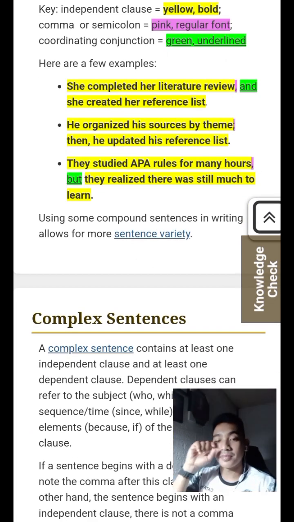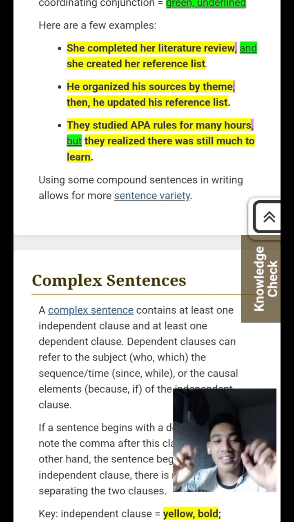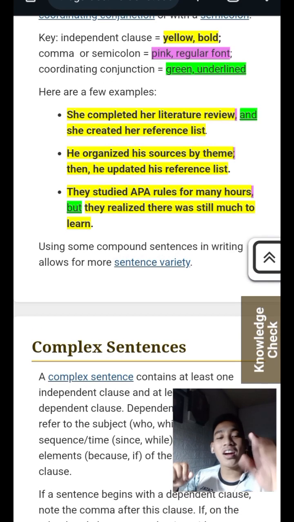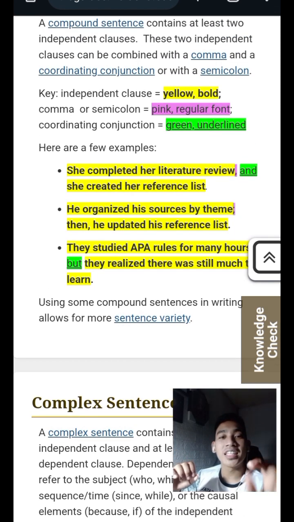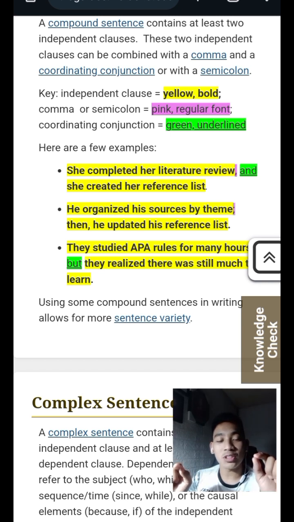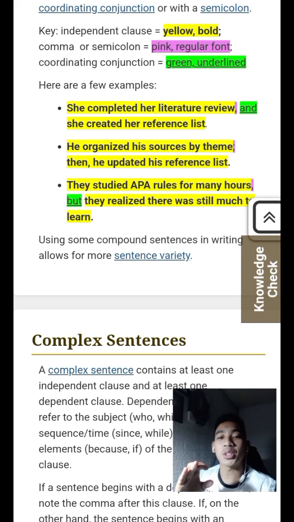Next, another example. They studied APA rules for many hours. Comma, coordinating conjunction, but they realized there was still much to learn. So take note, these are the common examples of coordinating conjunctions. There should be a comma and a coordinating conjunction such as and, but. Or you can remove that by placing a semicolon alone. He organized his sources by theme, semicolon, then he updated his reference list. And they studied APA rules for many hours, but they realized there was still much to learn.